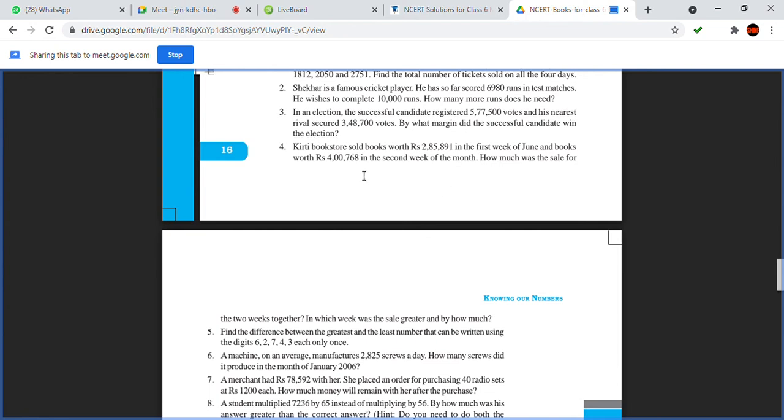2,85,891 plus 4,768. Then do that calculation also as a homework.